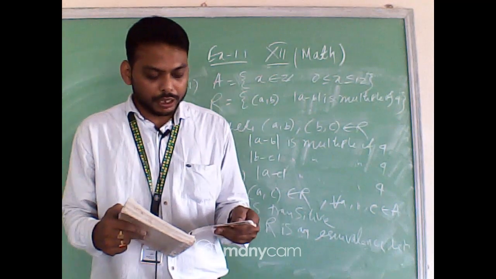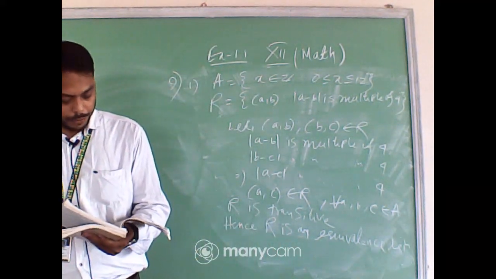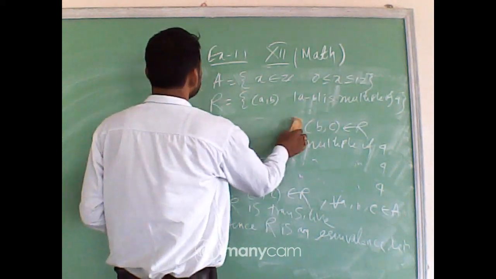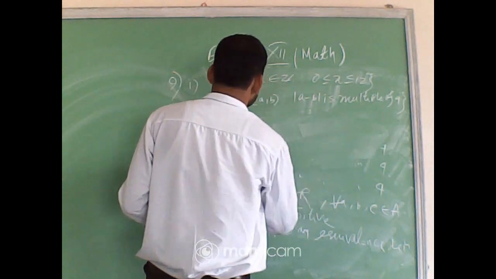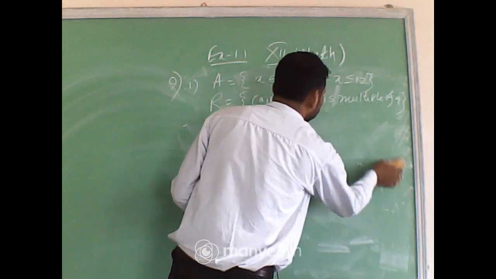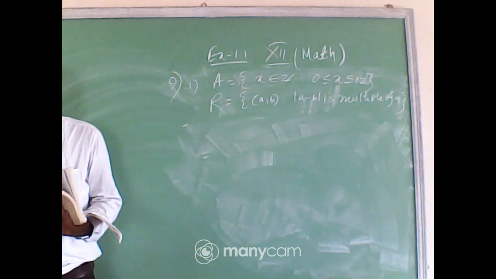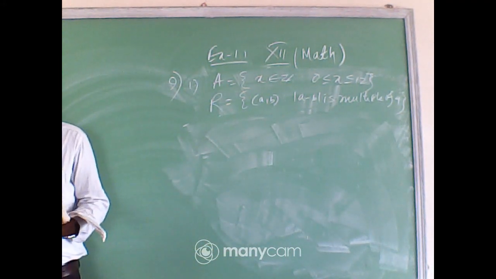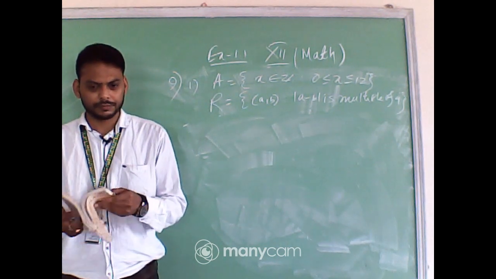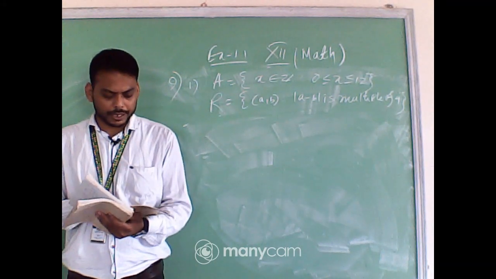Find the set of all elements related to 1. I am erasing this portion. Tell me the answer. Find the set of elements related to 1.